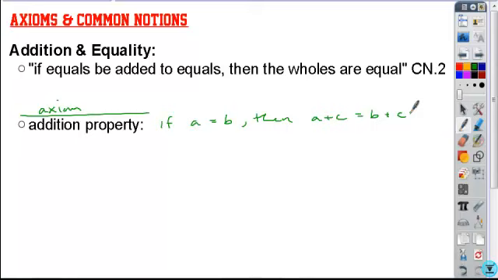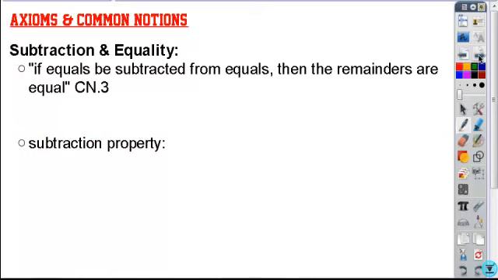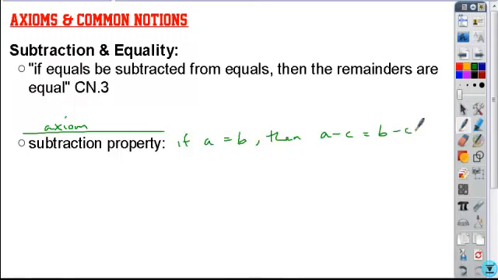Okay, the next common notion deals with subtraction and equality. The historical wording was if equals be subtracted from equals, then the remainders are equal. Again, the axiomatic form that we have for this is just the subtraction property. If A is equal to B, then we can subtract the same value from both sides. So A minus C is equivalent to B minus C. Okay, and so really, even though it stops here as far as the mathematical operations go, any math operation is considered an axiom.